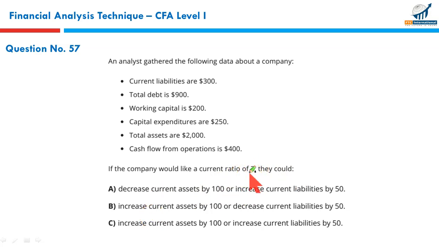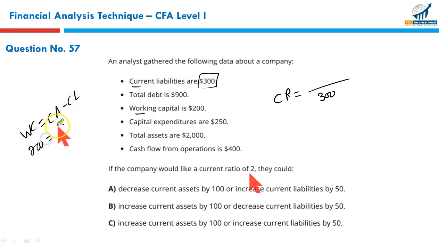First of all, let us see what the current ratio is right now. Current ratio is calculated by taking current assets upon current liabilities. We do not have current assets. Worry not. That's what you people are trained for. You need to calculate the current assets. Current assets aren't given. Working capital is given. Current liabilities is given. We know working capital is equal to current assets minus current liabilities. Working capital is 200. Current assets is unknown. Current liabilities is 300. So you can see the difference, $500.